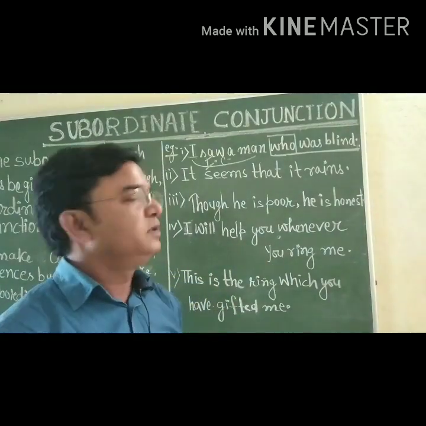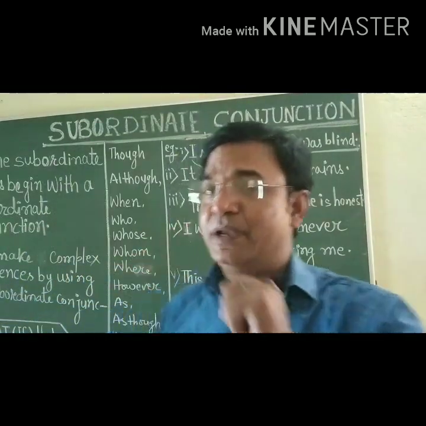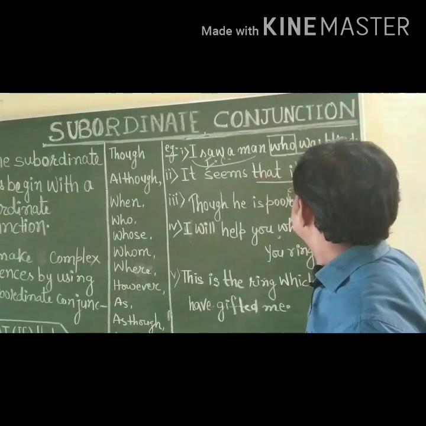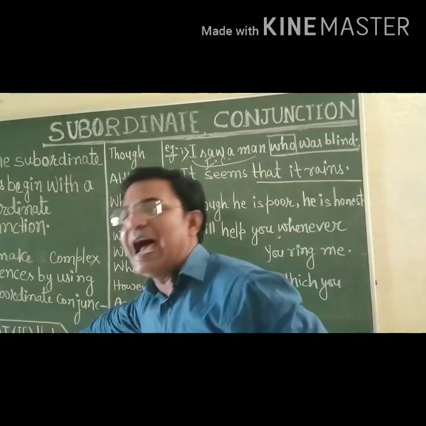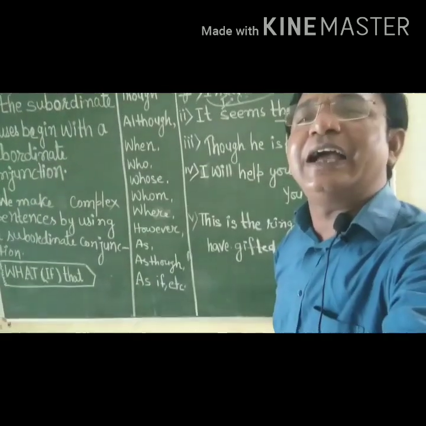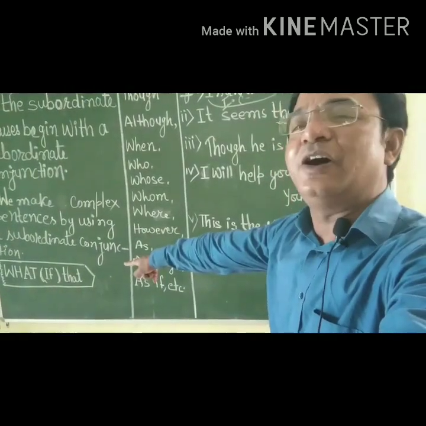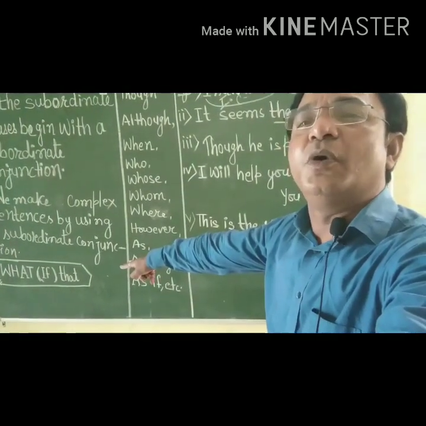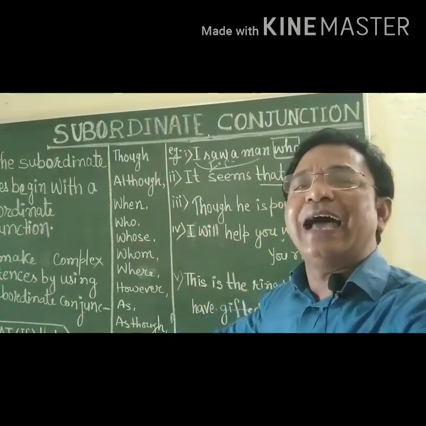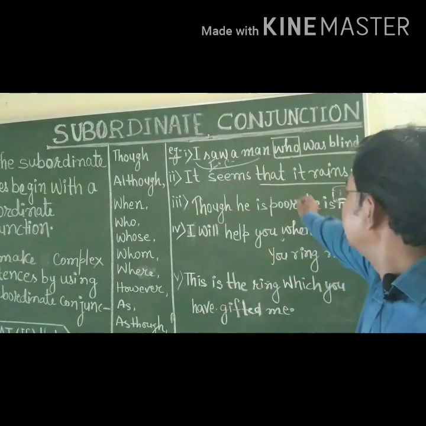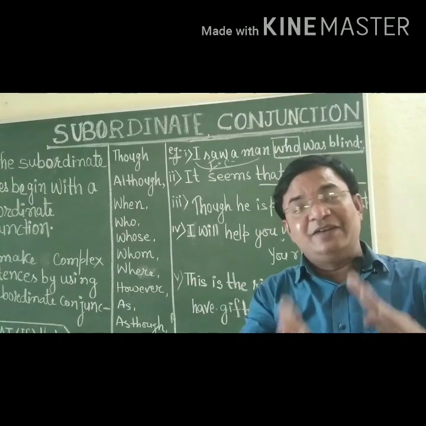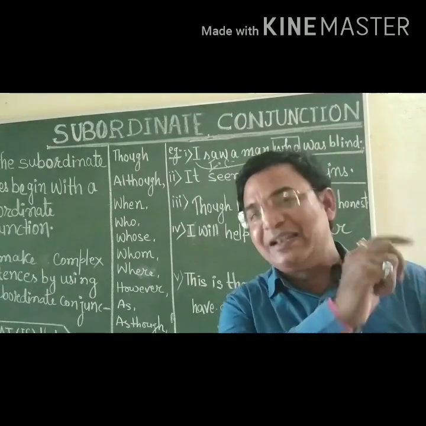Okay, children? Now see, come to example number 2. See, it since that it rains. Here that is what? What if that. Again I am showing you, what if that, in the last on the right of my board, you're watching. So, with that one clue, we are able to find all the sentences which will begin with that conjunction.